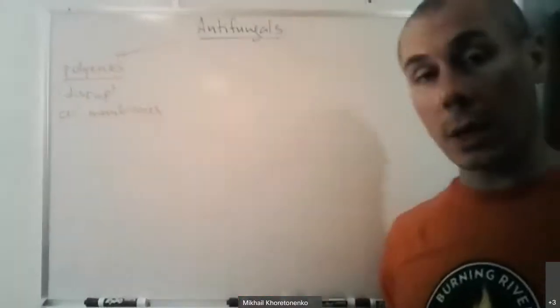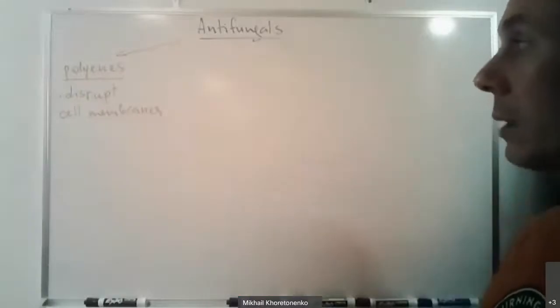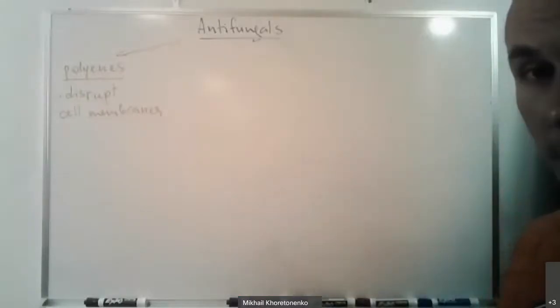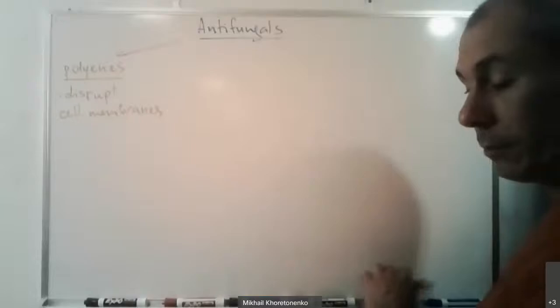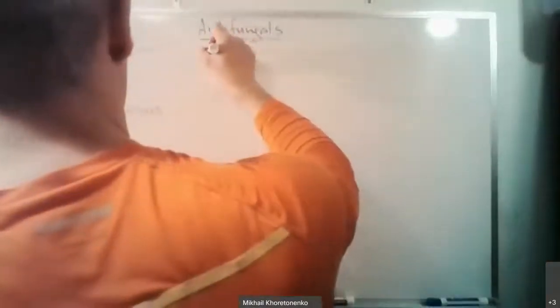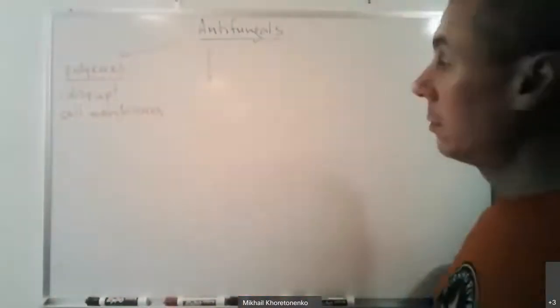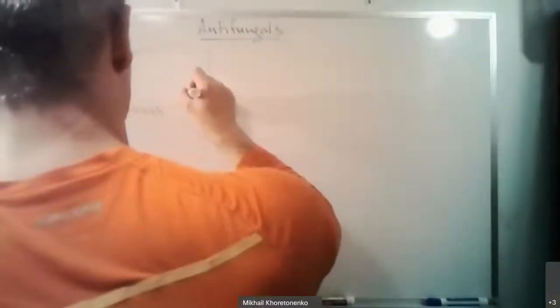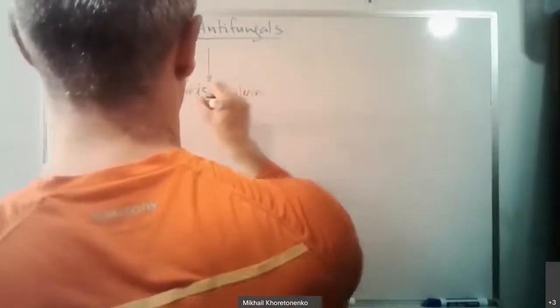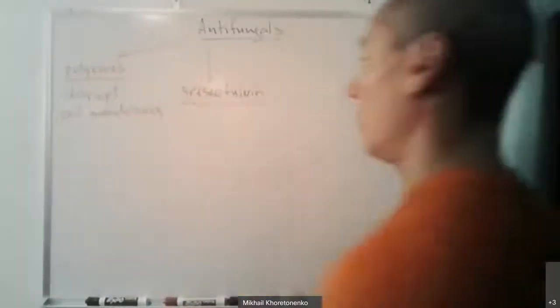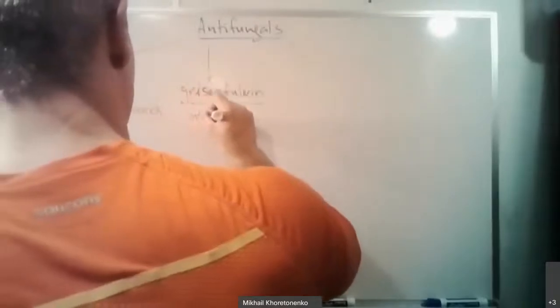Now, as you can imagine, since fungi and humans are both eukaryotes, antifungals in general have a pretty considerable level of side effects. And indeed, nystatin and amphotericin B are pretty toxic drugs. Second class, quote unquote, of drugs is griseofulvin. So griseofulvin inhibits microtubule synthesis.